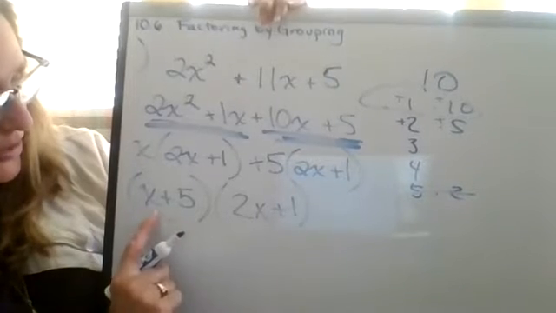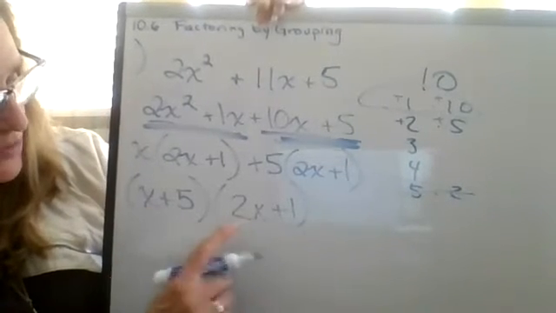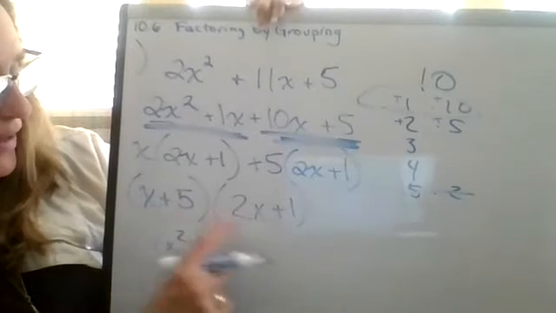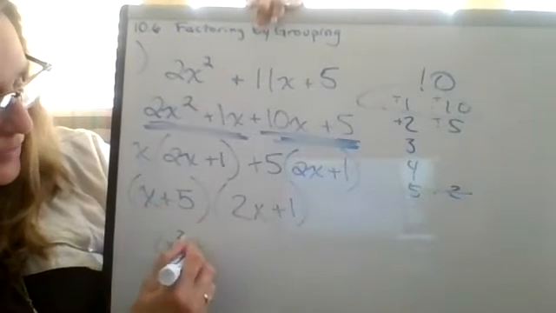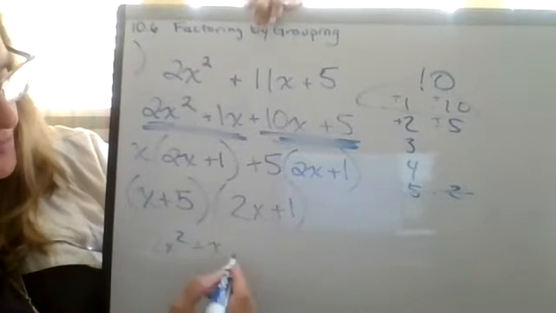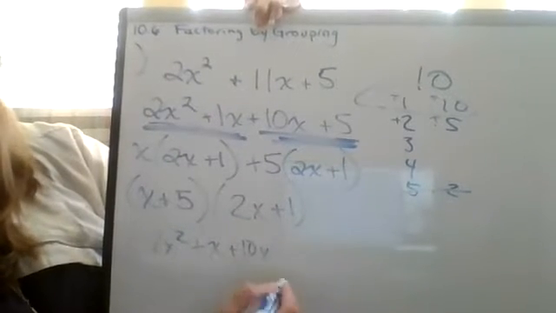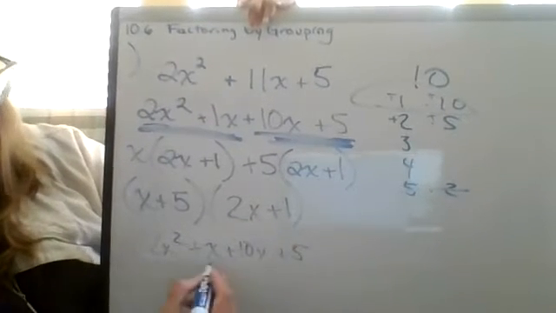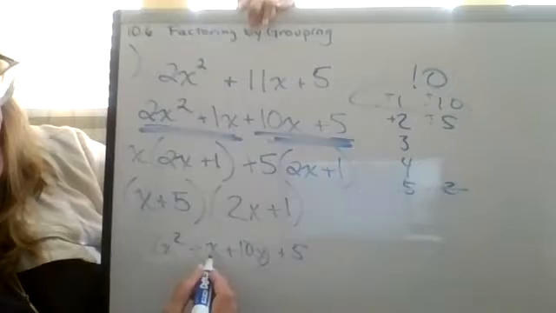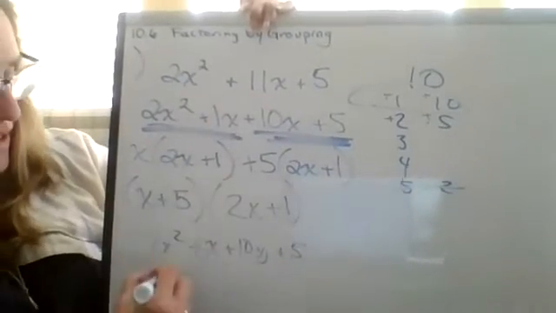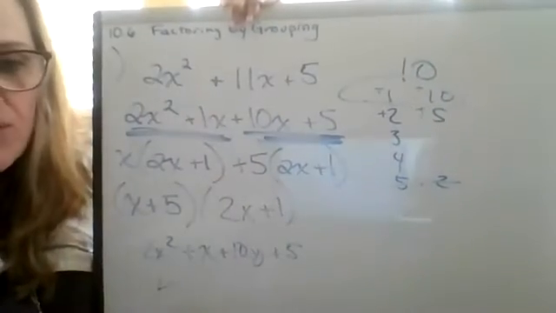The same way I keep checking all of these. I'm going to FOIL it. So x times 2x squared is 2x squared. And then my outers would be 1 times x is 1x. 5 times 2x is 10x. And my last would be plus 5. Okay, so indeed, I get this. Look at this. X plus 10x is the 11x. I've got my 5. I've got my 2x squared. This totally checks. We just did it right.